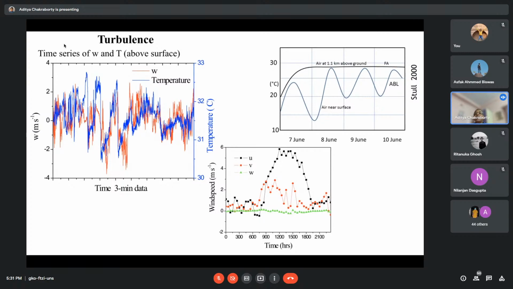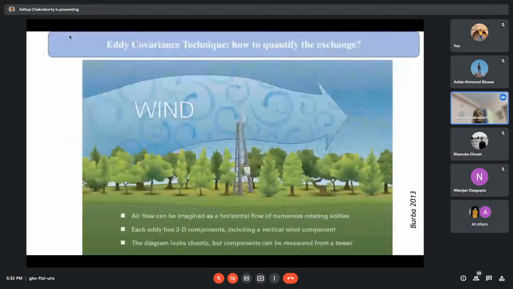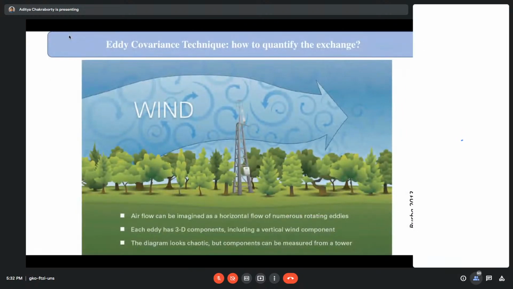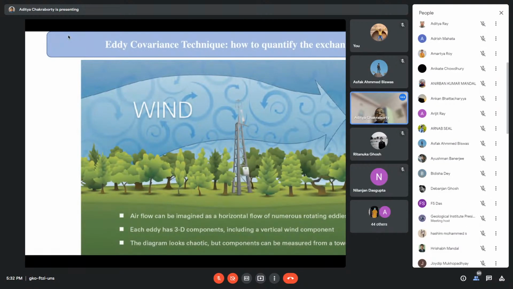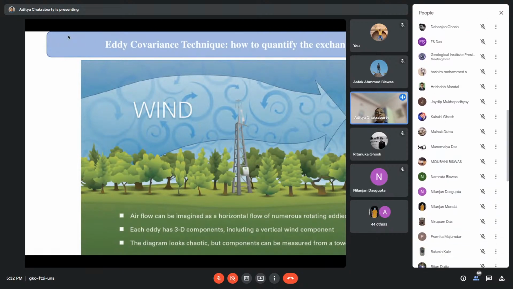This simply means that it is the free troposphere. This is probably a high latitude place, so the free troposphere begins at approximately 1.1 kilometer. But below that, it is the atmospheric boundary layer, which is heavily influenced by the turbulent processes just above the Earth's surface. Now, the eddy-covariance technique is widely used to quantify the carbon and water exchange processes across the ecosystem as well as in the urban environment.